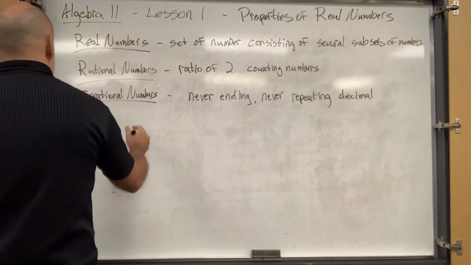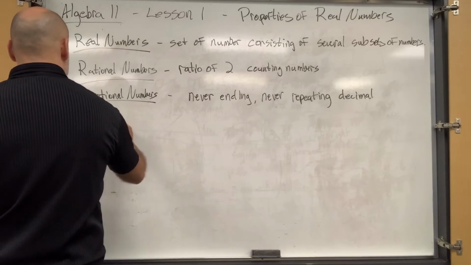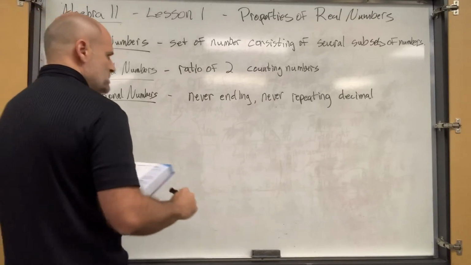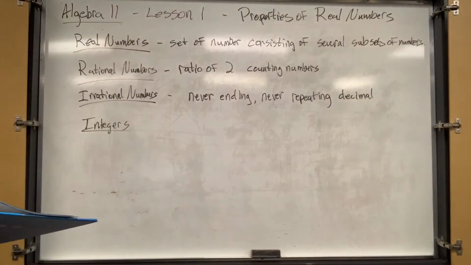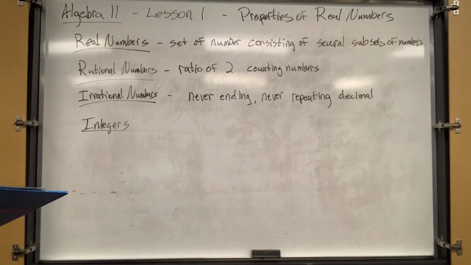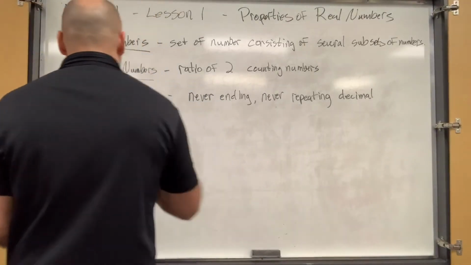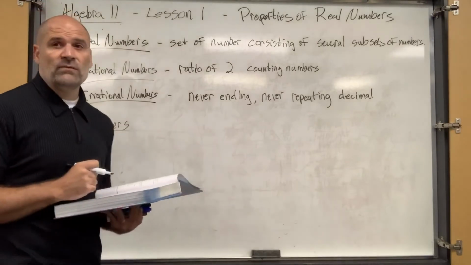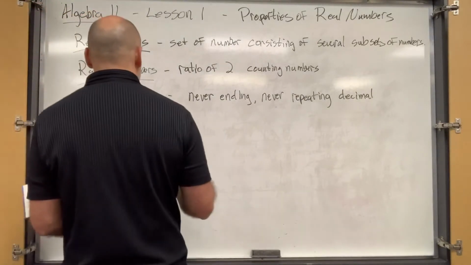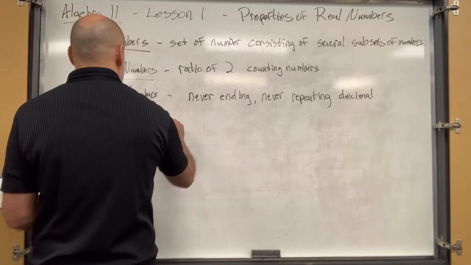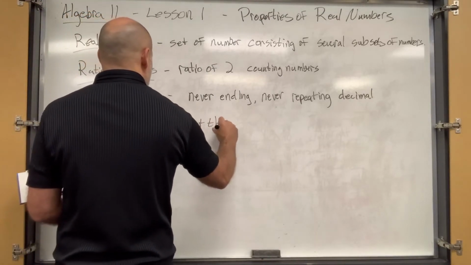And then you've got integers. So all these integers is a subset of rational numbers. Remember, rational numbers are a subset of real numbers. Integers are a subset of rational numbers. Yeah, you can write them as a fraction if you want, but they're just whole numbers and their opposites. So write that down, whole numbers and their opposites.